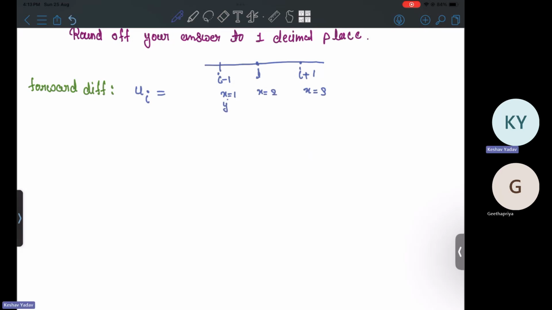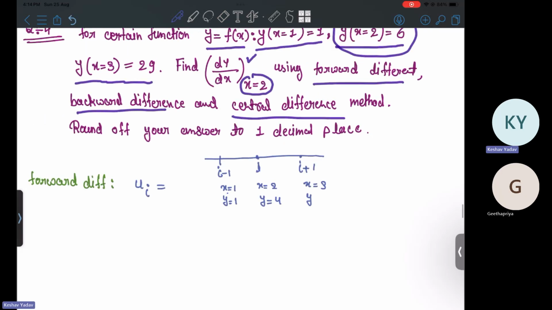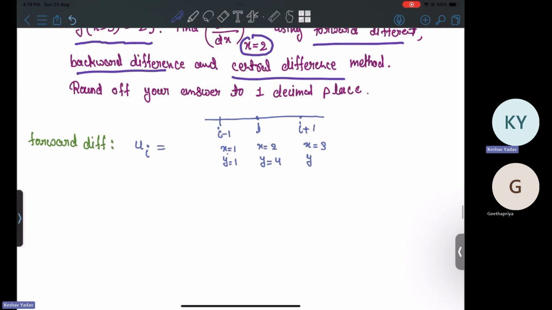I have y equal to what? y equal to 1, y equal to 4. Sorry, y equal to 4, not 6, no? 6. y equal to 6 and y equal to 29. Okay.